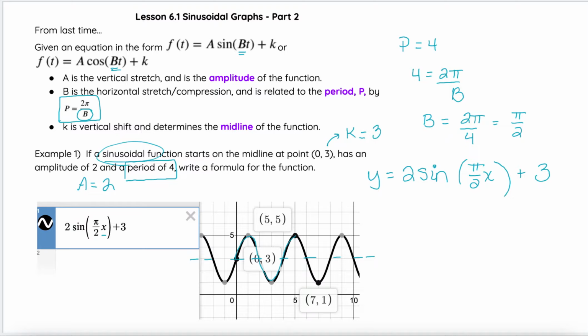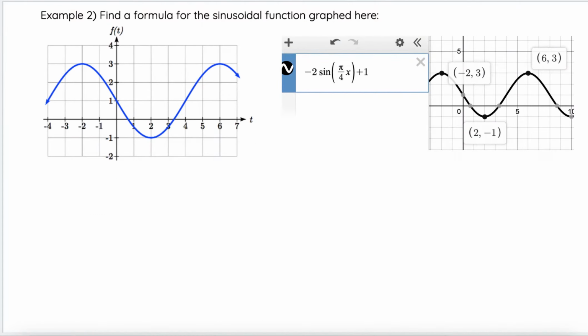Let's practice another example on slide 2. This time I'm giving you what it looks like, and now we have to identify the function that's graphed here. On the right, you'll see that I do already have the graph listed as -2 sine pi over 4x plus 1, but how do we get there? How do I know that that's what it is?